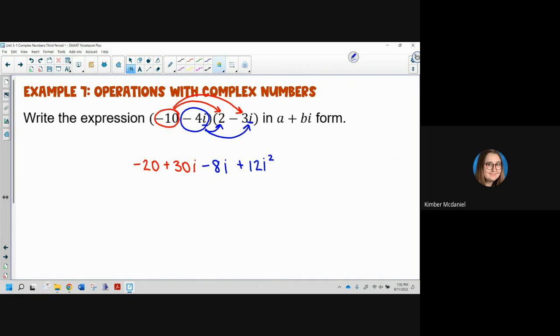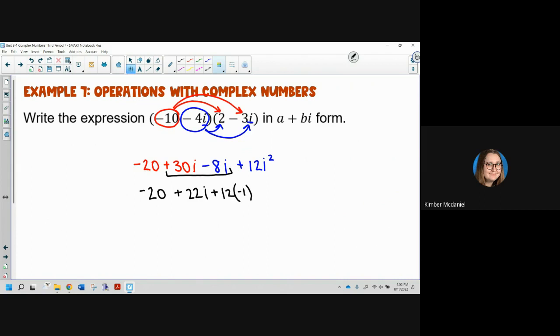Now from here, I'm going to do two different things. I'm going to go ahead and combine my 30i and my negative 8i, and then I'm also going to replace i squared with negative 1. So I'm going to do two things at once. I'm going to bring down the negative 20. Positive 30i, negative 8i gives us a positive 22i. I'm going to replace i squared with negative 1.